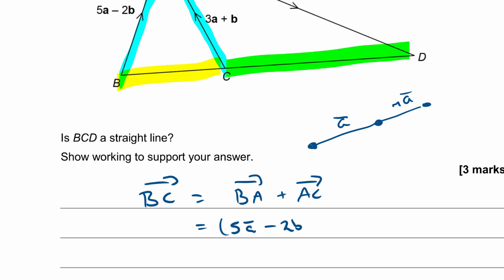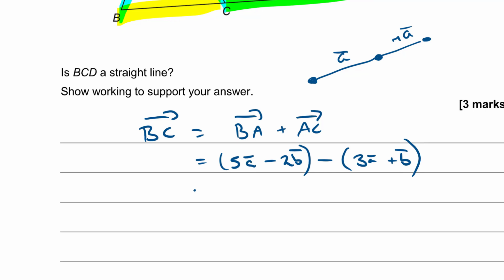minus 2B, and A to C, well, we're going against the arrow here, aren't we? So that's subtract, not plus. So minus 3A plus B. Okay? So then just collecting like terms then, I've got 5A minus 3A, which gives me 2A.